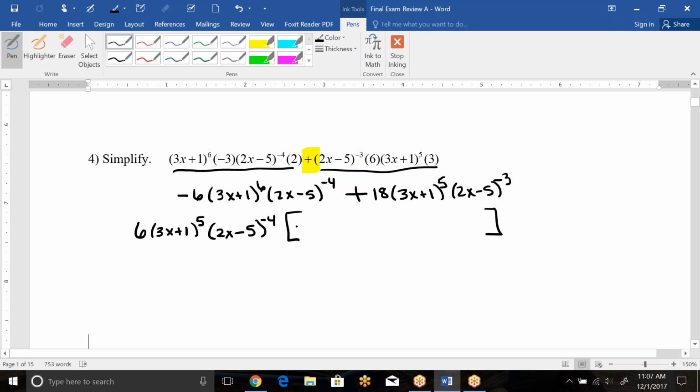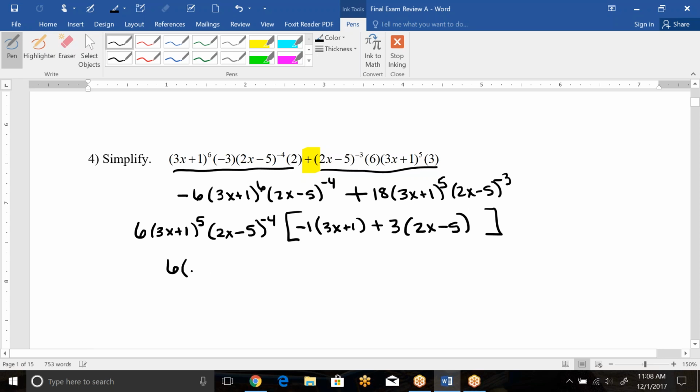So if I had a negative 6 and I pulled out 6, I'm going to have a negative 1 left over, and a 3x plus 1, since I only pulled out 5 of those. I pulled out all of those negative 4. 18 divided by 6 is going to be 3. I pulled out all 5 of the 3x plus 1s, but I had negative 3 here. If you pull out negative 4, you're actually dividing, and when you divide, you subtract exponents. So negative 3 minus negative 4. That's actually negative 3 plus 4, which means we have 2x minus 5 to the first power left inside. So if you pulled out the right one here, this should still have now a positive 1 inside.